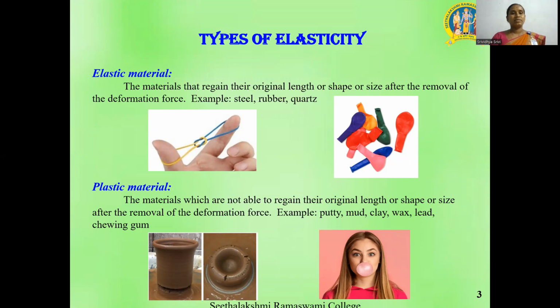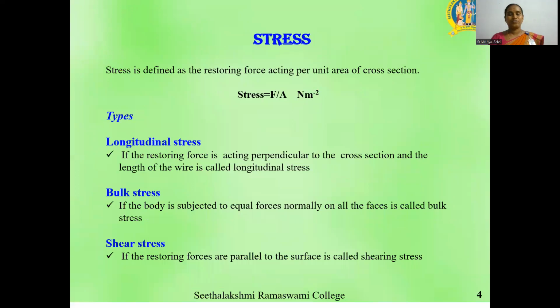Elastic material: the materials that regain their original length, shape or size after the removal of the deformation force. Example: steel, rubber, quartz. Plastic material: the materials which are not able to regain their original length, shape or size after the removal of the deformation force. Example: putty, mud, clay, wax, lead, and chewing gum.